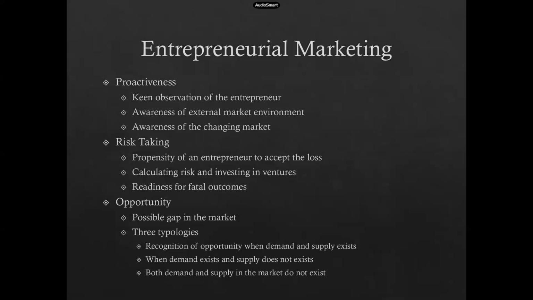By reducing the risk, you can actually give yourself a little bit of an edge in the market, right? So the risk propensity, risk taking, is basically calculating the risks and investing in this, and readiness for the fatal outcomes. There is a possibility that you might fail. So how can you avoid failing yourself?